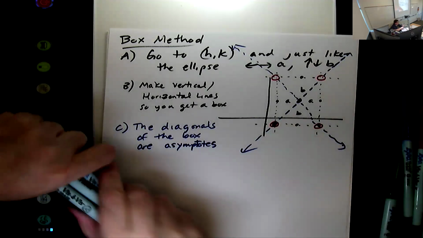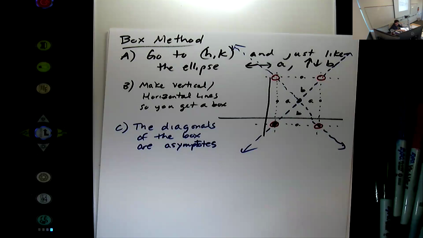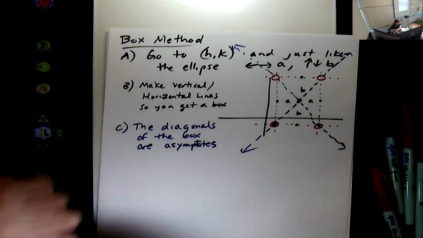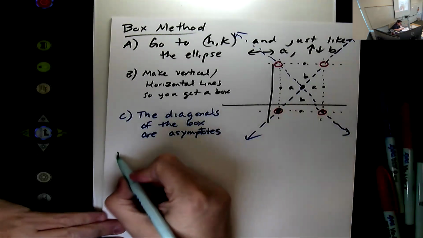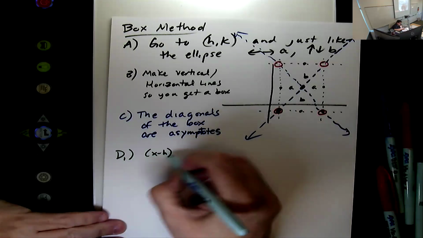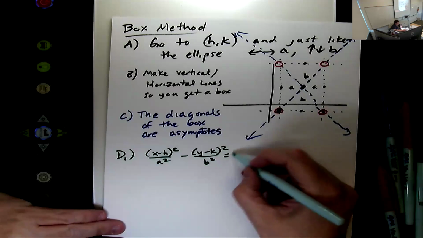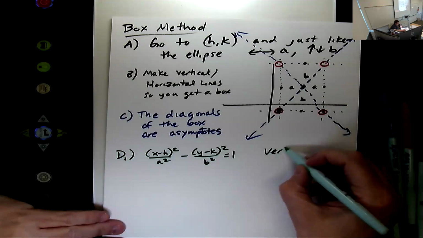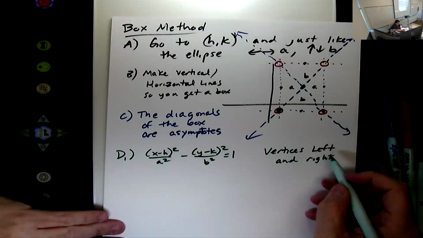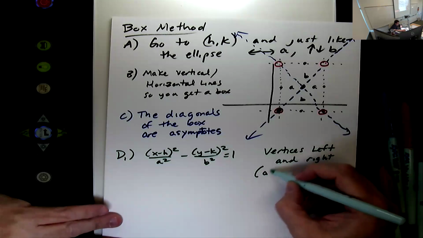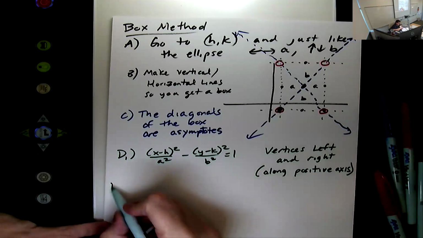None of these have graphed the hyperbola yet, and this is where they change a little bit. So D1: if it's x minus h squared over a squared minus y minus k squared over b squared equals 1, the vertices are left and right. It's going to be along the long positive axis. This is going to be true for both of these.